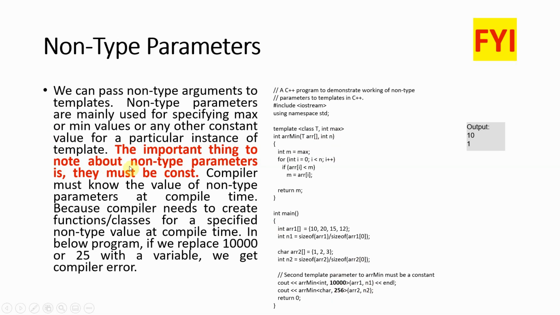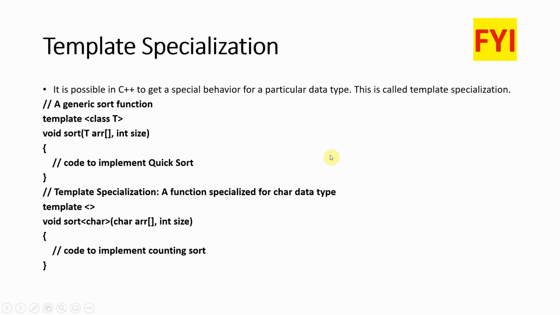The important thing to note about the non-type parameter is that it must be constant. The compiler must know the value of the non-type parameter at compile time, so even before we run the program. This is just for your information, but this is possible. If you see something like this, this is a non-type argument. This means we usually specify that for a constant parameter of the function.